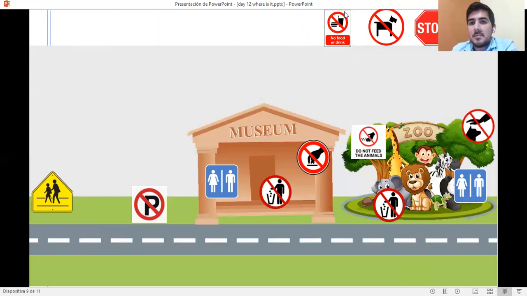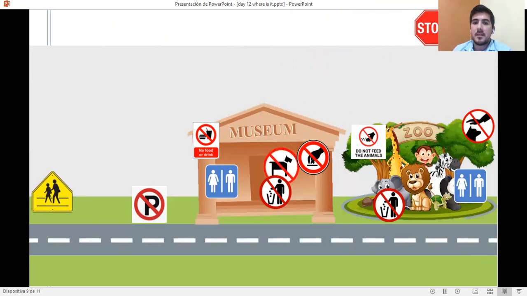Don't eat. Where can you find this sign? On the street, at the museum, or at the zoo? At the museum. Remember that you cannot enter the museum with food or drinks. Don't bring your pet. Where can you see this sign? On the street, at the museum, or at the zoo? Very well.